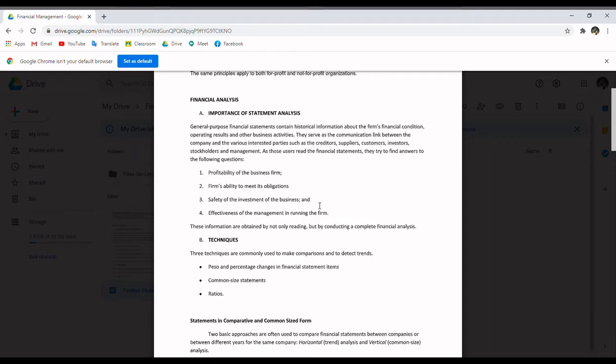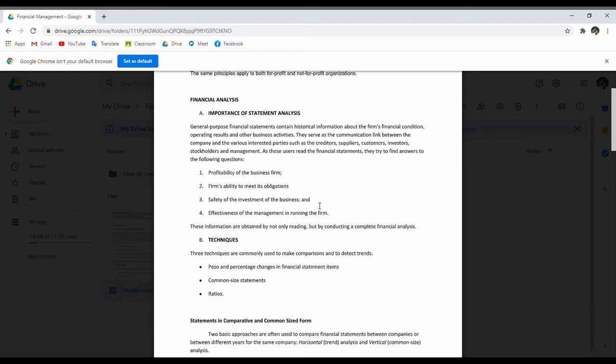Profitability of the business. How much profit does the business earn? Firm's ability to meet its obligations. Does the firm have the ability to pay off its liabilities? Safety of the investment of the business. Is the risk of the investment lower compared to the return that will be received in connection with the investment? And effectiveness of the management in running the firm.